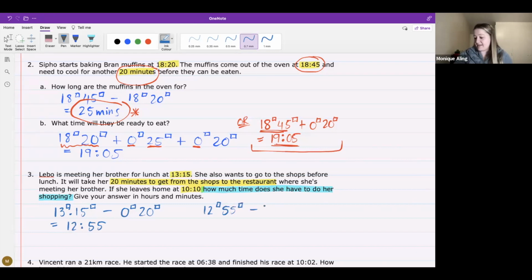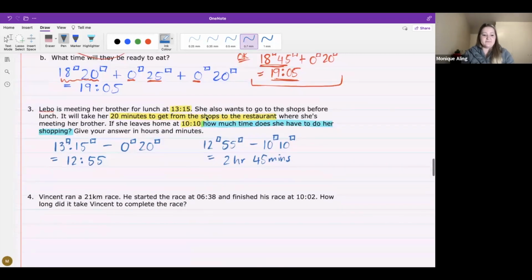Okay, and then I minus the time she left home. And then that gives me how long she has to do some shopping. Okay, so I took the meeting time with her brother, minus 20 minutes. So she has to leave the shops by 12:55, but she's leaving home at 10:10. So I minus those two times, which gave me 2 hours and 45 minutes. And looks like all of you got that. Fantastic. Well done.